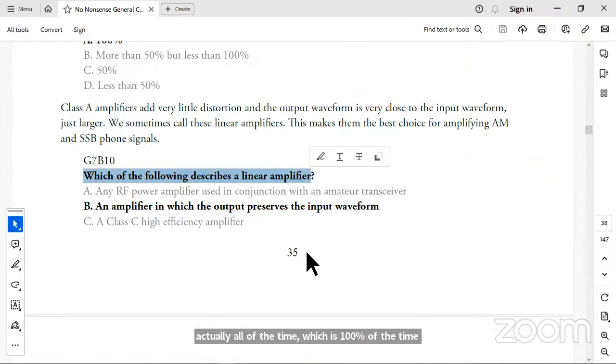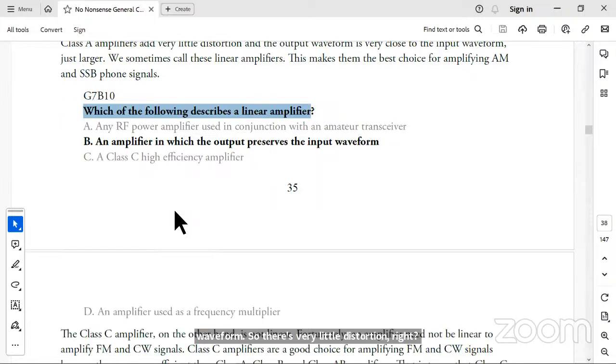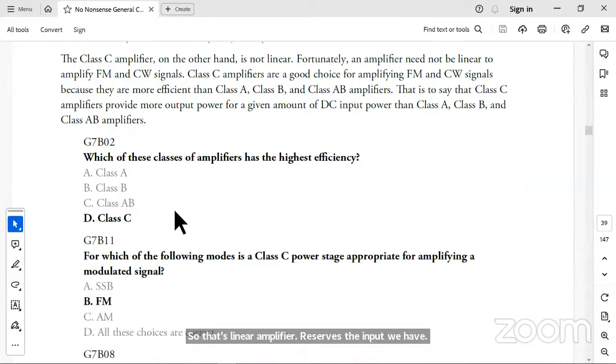Next question, which of the following describes a linear amplifier? Well, it tends to be a class A amplifier, but what describes a linear amplifier? It is an amplifier in which the output preserves the input waveform. So there's very little distortion. So that's a linear amplifier, it preserves the input waveform. In other words, the output resembles very closely the input.